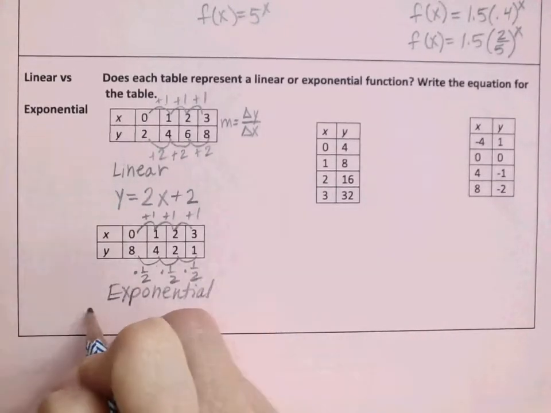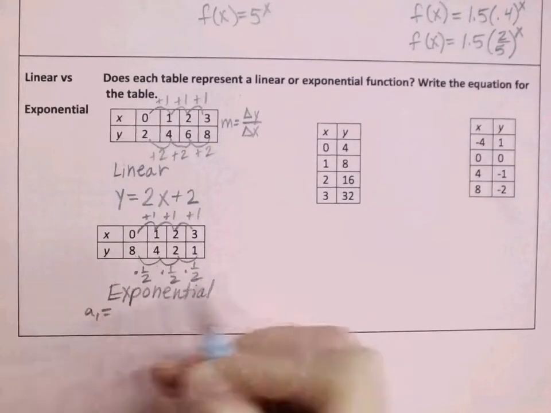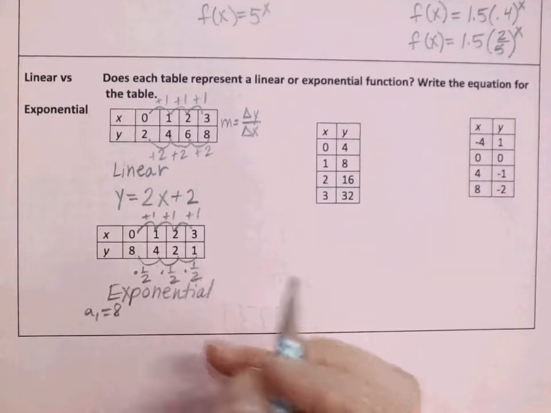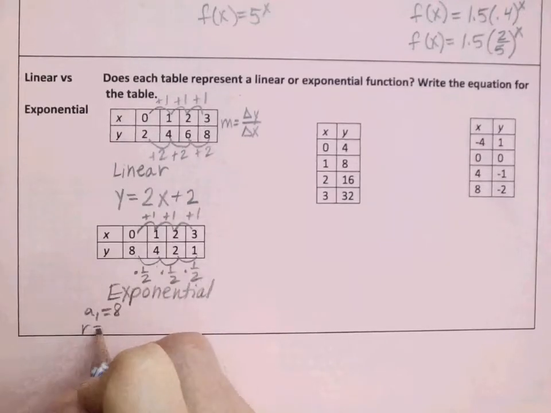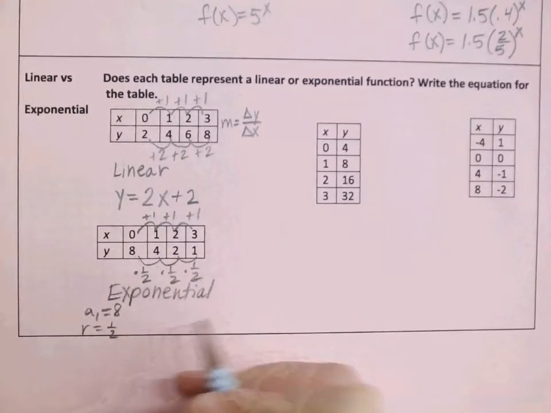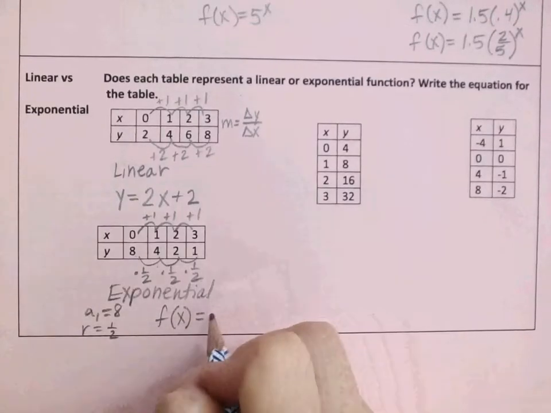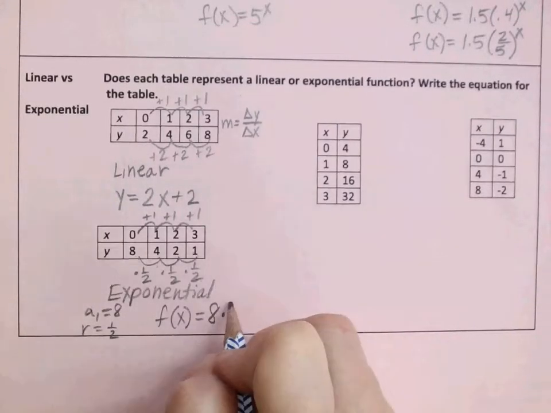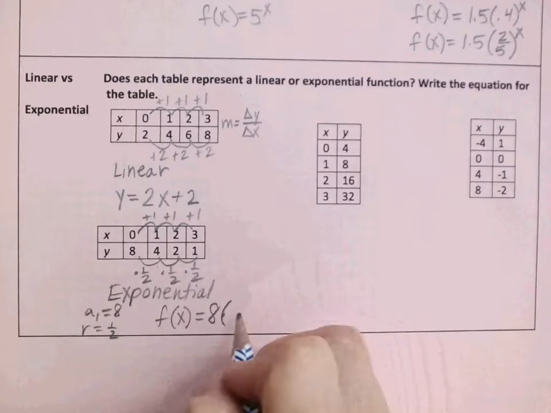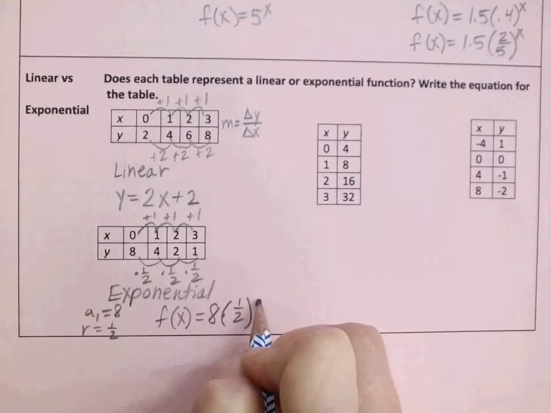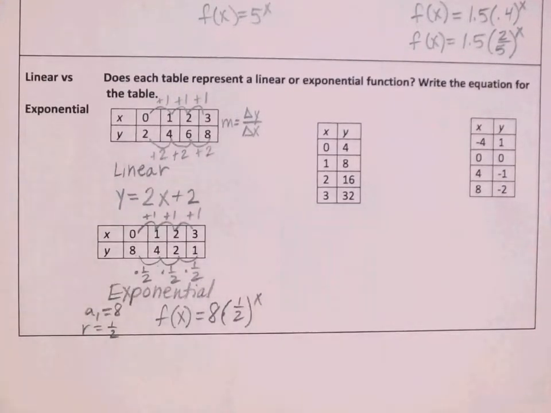And just a quick reminder, we need to write down the first term. The first term is going to be 8, or our y-intercept. Our constant ratio is going to be 1/2. So when I write this equation, f of x is equal to 8 times, I'll go ahead and have that in parentheses, 1/2 to the power of x. And again, that 1/2 does need to be in parentheses.